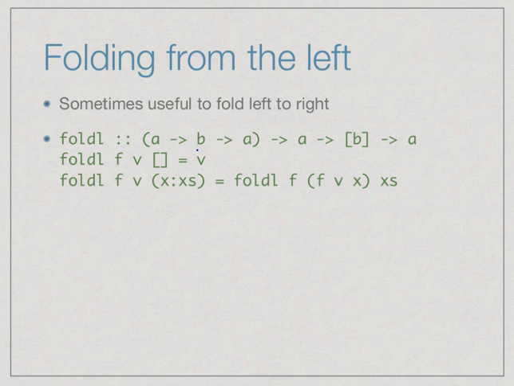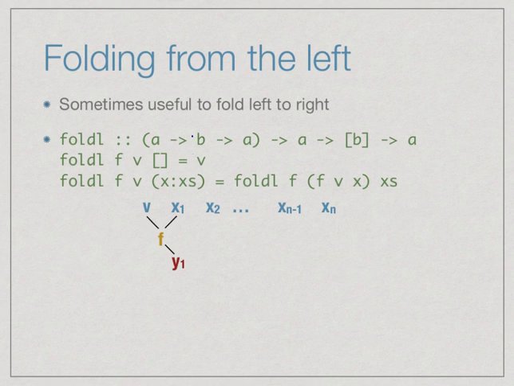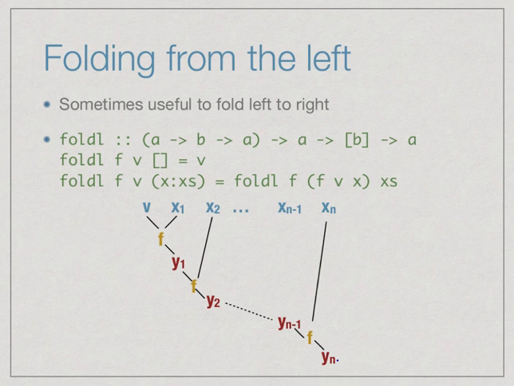So there is a symmetric thing which you can do, which is to start from the left and fold from the left to the right. So we start with the b at the beginning, and then we apply f to b and x1 to get y1, and then we take y1 and apply f to y1 and x2 to get y2, and so on, and then eventually we get applying the last element to get it.